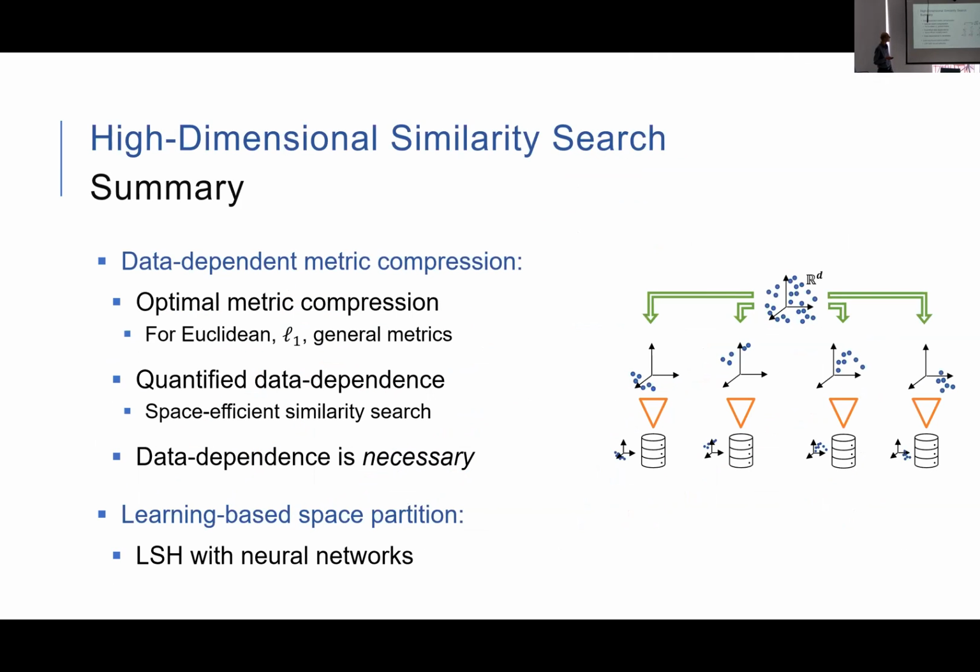So this is everything I wanted to say about similarity search. Just to quickly recap: using a data-dependent approach to metric compression, we can get the optimal compression rate for Euclidean metrics. This also holds for other families of metric spaces that I didn't get to mention, but they're also important. Using this quantified approach to data dependence, we can get fast algorithms for similarity search, and data dependence is necessary to get all these results. And for the partitioning part, we can use neural networks to get better partitions for nearest neighbor search.